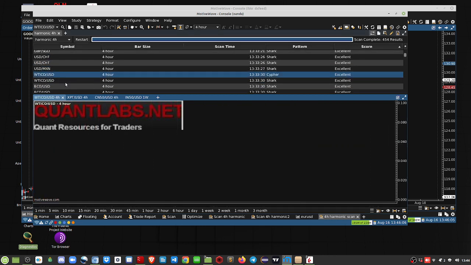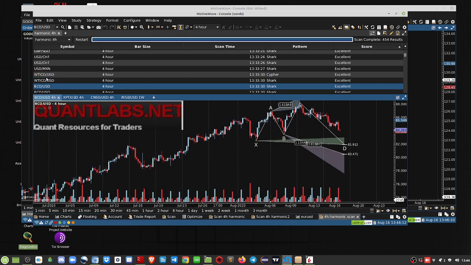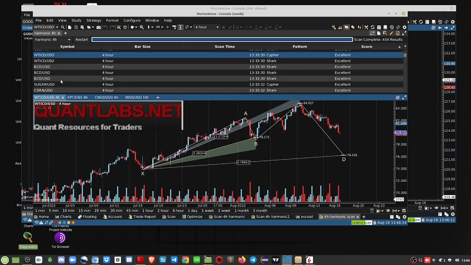Now here's the WTI for oil. Very similar trend between that and BCO. Yeah, it's very similar for WTI.